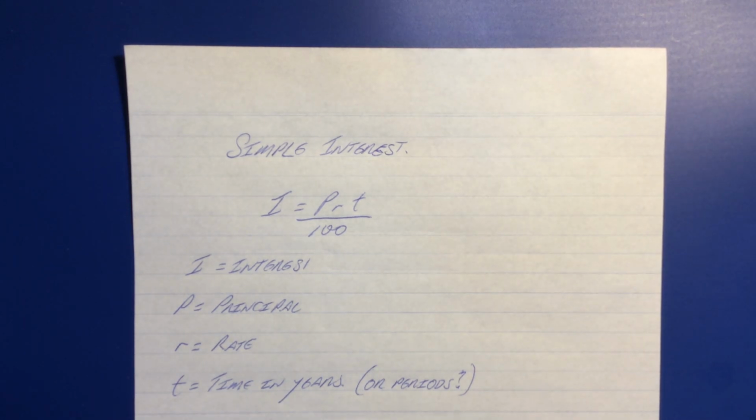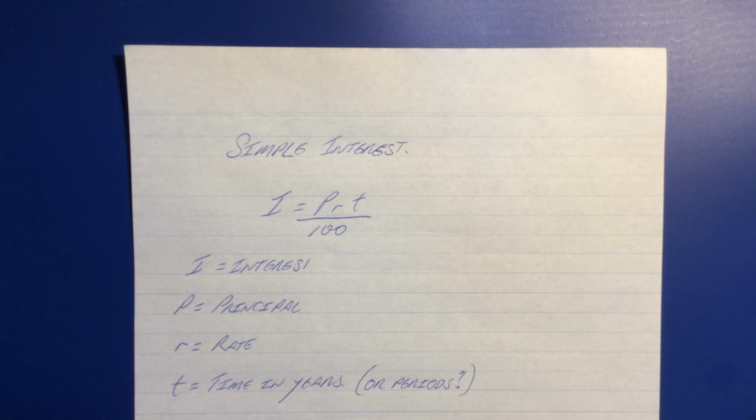Today we're going to look at the idea of simple interest. Now, simple interest is, quite simply put, the money that you earn on a sum of money on deposit at a bank or something like that. It's very, very straightforward.